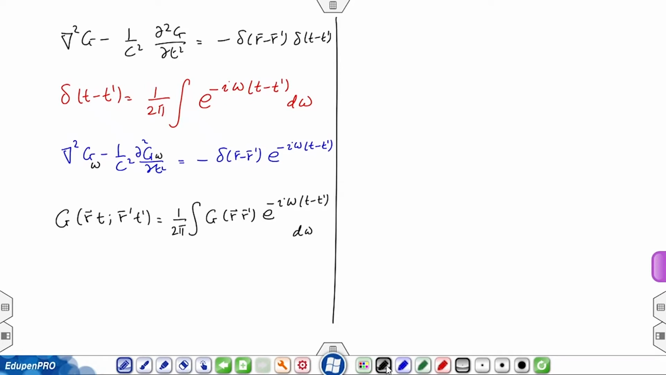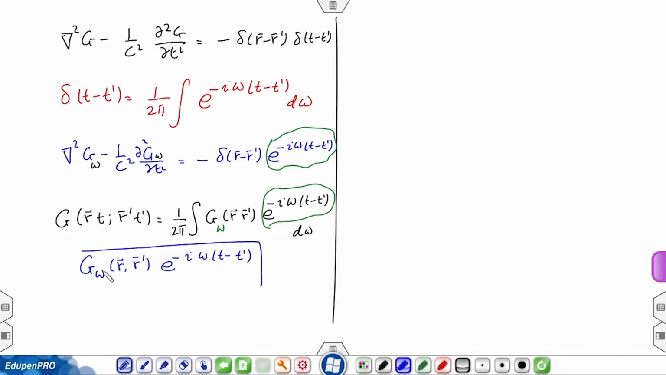So, I am right now considering only one component part of it, this frequency omega dependent part. Since I am considering this omega part, what I have is g omega r r prime e raised to minus I omega t minus t prime is the component that I am after, and I am going to substitute this in the equation.